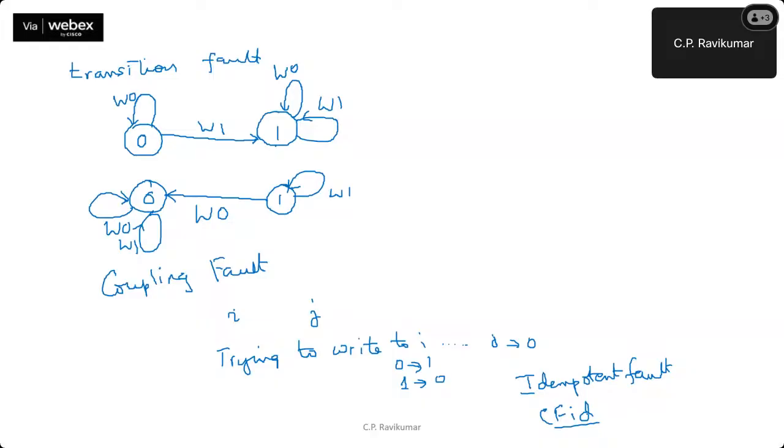In the same way, there could be another kind of fault called CF invert. There, instead of going to a known state like a 0 or a 1, it will toggle. If it was 0, it will go to 1. If it is 1, it will go to 0. So this J will toggle when I try to do this. If this happens, it is an idempotent fault. If this happens, it is called CF invert. So we may have coupling faults between two cells.